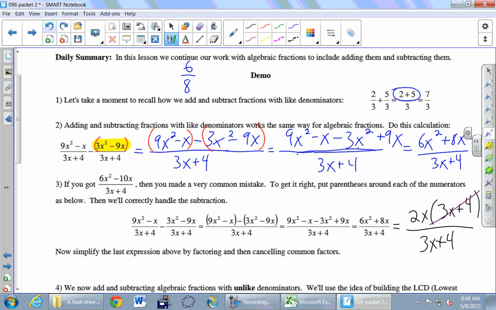So I'm going to ask a question now. Why is it okay to cancel the bottom? The bottom is a plus. I thought we were only allowed to cancel when it was multiplication. Yeah, it's exactly the same. We're not really thinking of the bottom as an addition. We're thinking of the bottom as one complete thing, one whole.